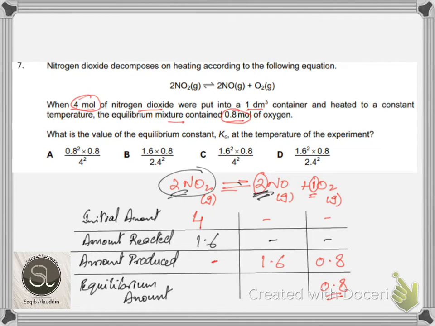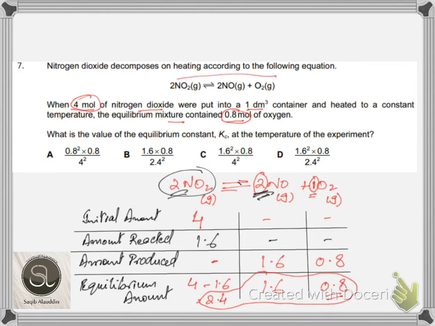So how much of NO2 at equilibrium? Simply, you had 4 moles initially, 1.6 moles reacted. So what are we left with? 2.4 moles of NO2 at equilibrium, and of course 1.6 moles of NO at equilibrium, because initially there was no NO, and 1.6 of NO was produced. So at equilibrium, these are the amounts of moles of NO2, NO and O2.